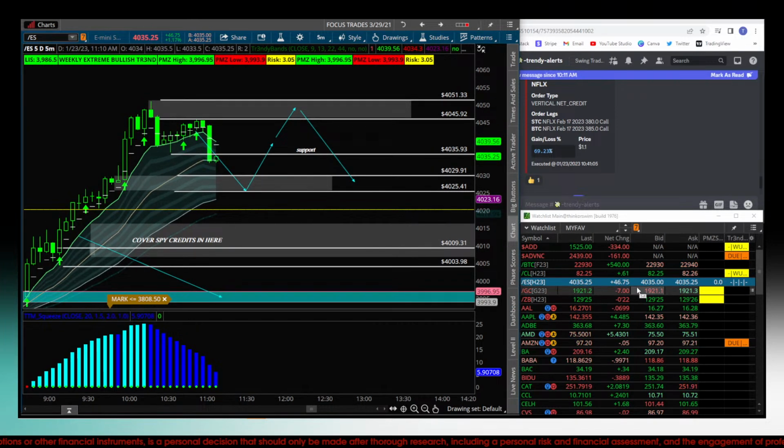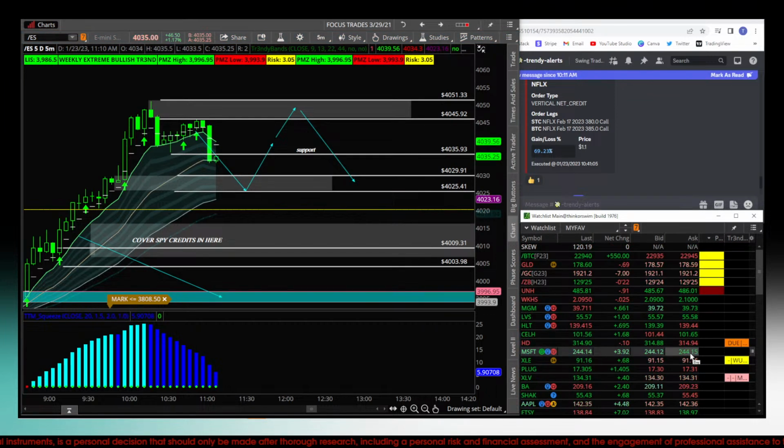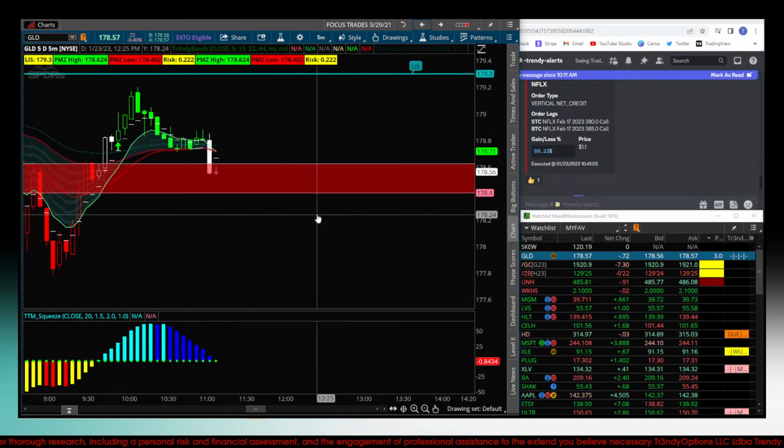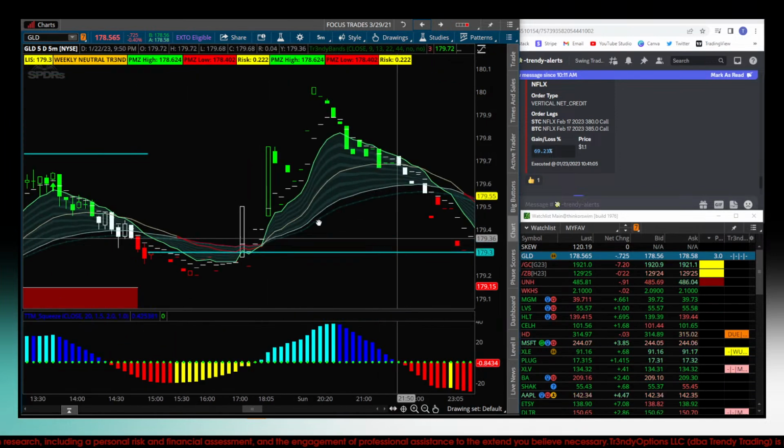Okay. So when I look at my scanners over here, I'm going to double click on PMZ, and you'll notice that the yellow ones are popping up, and then we have red and we have green. The yellow just lets me know that price is inside a PMZ. Okay, very straightforward.